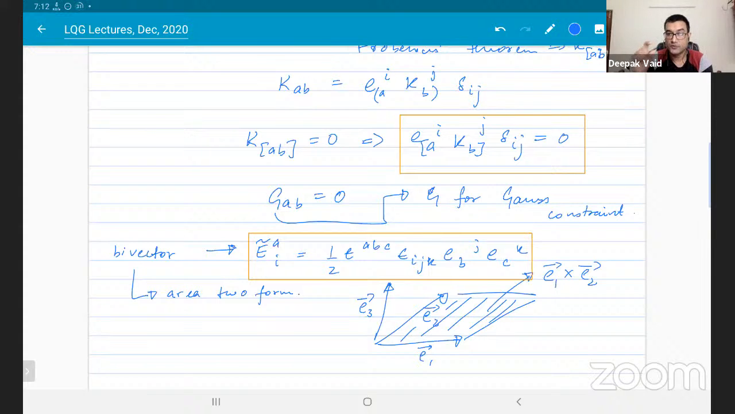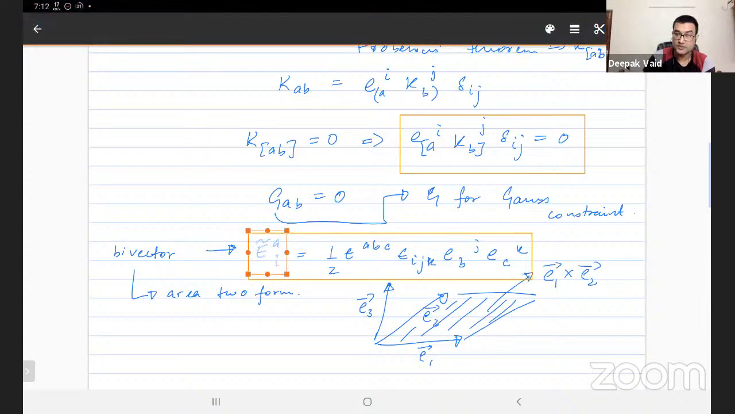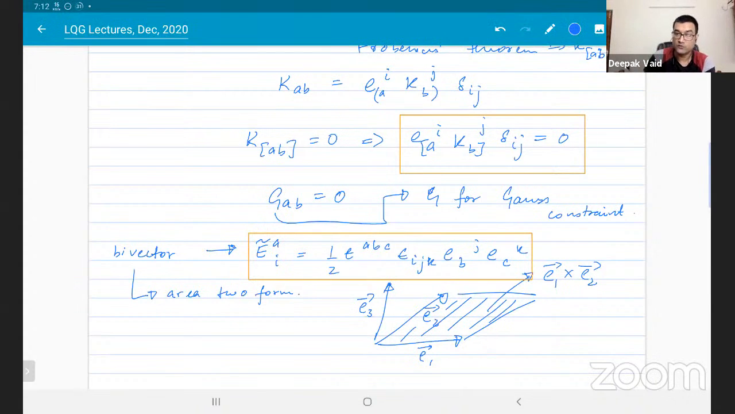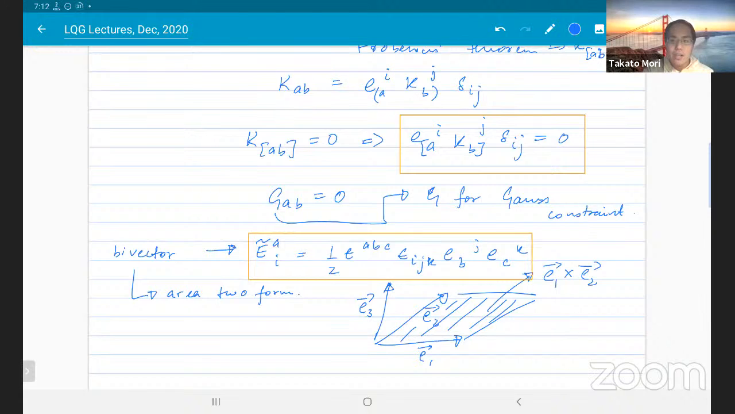And using that, we will rewrite it again. And like you said, we will introduce something which is analogous to this densitized triad, but it will be a two form. And well, you have to keep it as a two form. Okay. Okay. And I have another question.